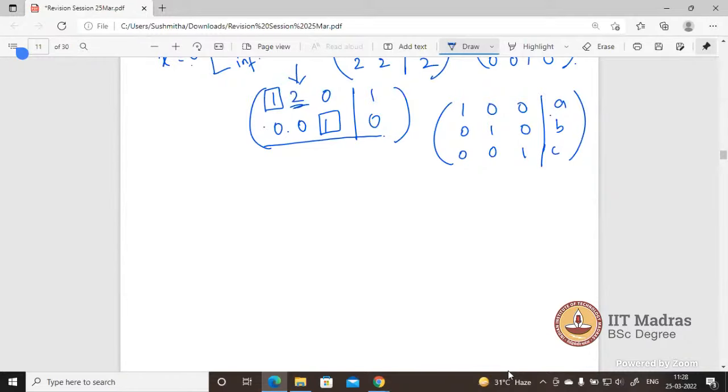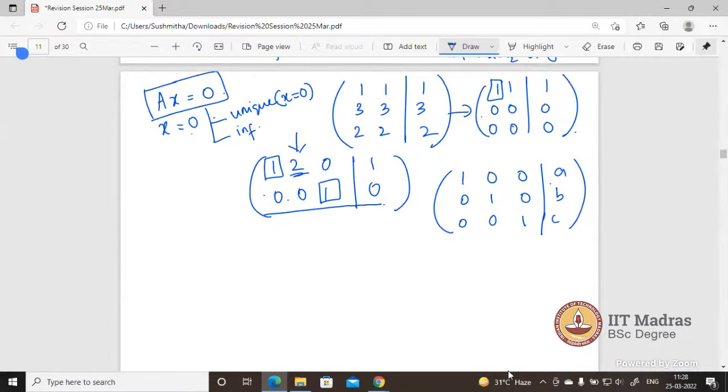Ma'am, coming back to this problem again, if it is not reduced to row echelon form, it is just reduced echelon form, and I'm getting a pivot in every column, still it will be a unique solution? Yeah. You needn't do so much, no? A row echelon, reduced row echelon form. See, the advantage of doing reduced row echelon is that you directly get the solution. Here, if it's row echelon form, you have to do backward substitution.